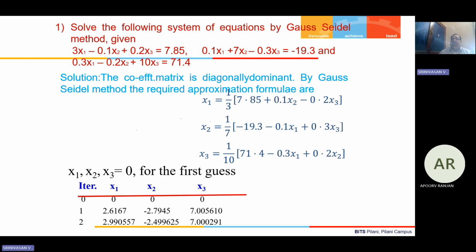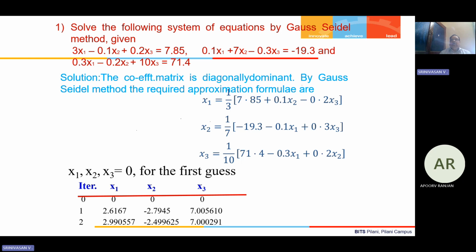Now go to x3. 1 by 10 into 71.4 minus the x1 value you already have, 2.6167, plus 0.2 into the x2 value you have just found, minus 2.7945. You get 7.005610. So this is how you find the set of values by using the latest values of the other variables. One set of iterations is over. Next, second iteration: you are again finding x1.